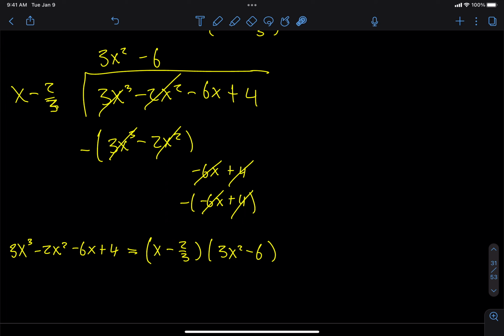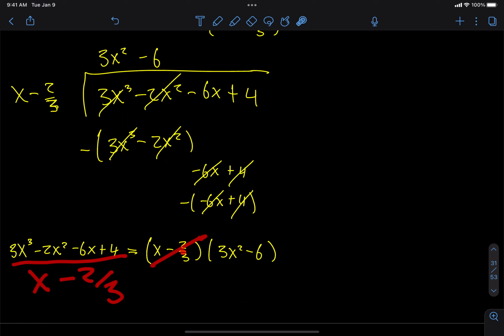Okay? Because this thing divided by x minus 2/3, if you divide both sides by x minus 2/3, you get what we just did from the long division. Is that clear? Any questions so far?